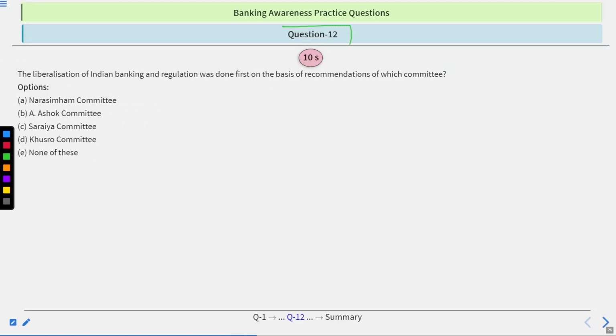Next is question number 12. The liberalization of Indian banking and regulation system was done first on the basis of recommendations of which committee? Narsimham Committee, Ashok Committee, Saraiya Committee, Khusro Committee, none of these. To answer this, again you have 10 seconds. Time starts now. Okay, the time's up.